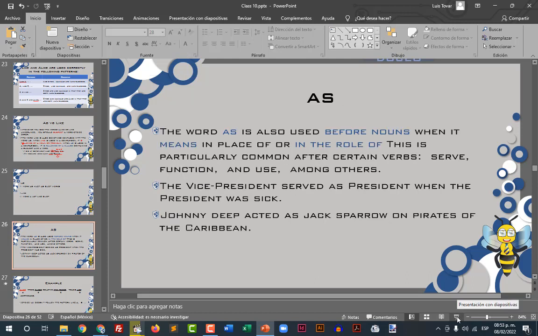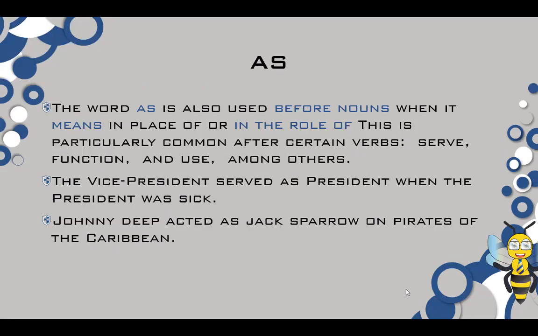So the problem is this. The word as is also used before nouns. That's the problem that you're going to have. The word as is also used before nouns when it means in place of or in the role of. This is particularly common after certain verbs like serve, function, and use, among others.